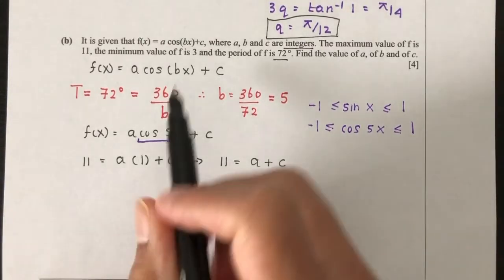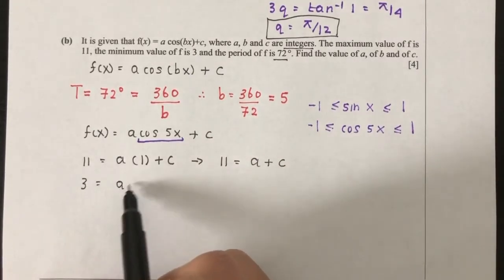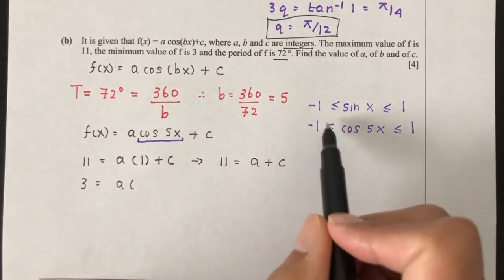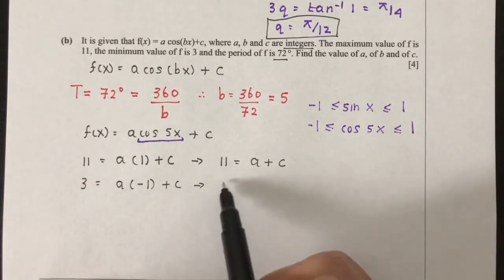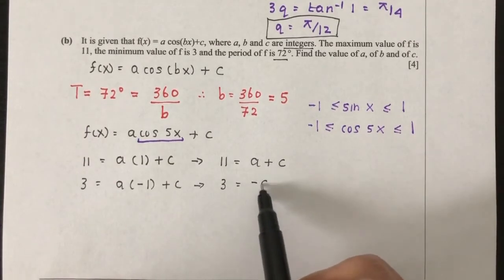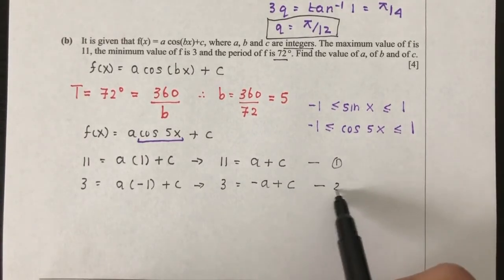Now the minimum value is 3. It is possible when cos of 5x is at the minimum value, that will be minus 1. So you will have 3 = minus a + c. That is number 2.